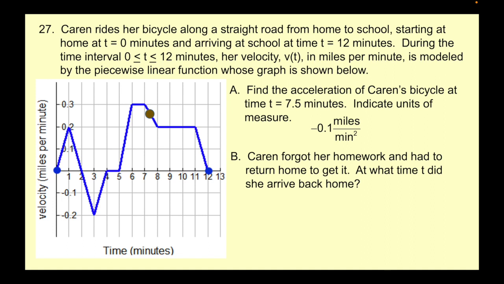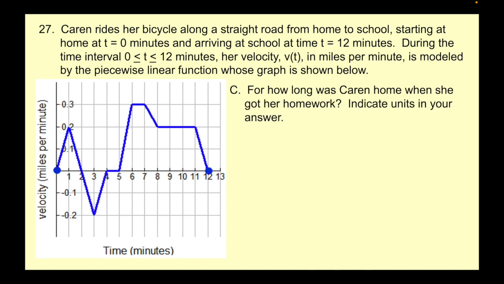At what time T did she arrive back home? So if you're looking at this graph and trying to interpret what this means, this is a velocity versus time graph. As she's stationary in one spot at home, that's going to have to be at 4. Since this is in minutes, we're going to say that she got home at T equals 4 minutes.